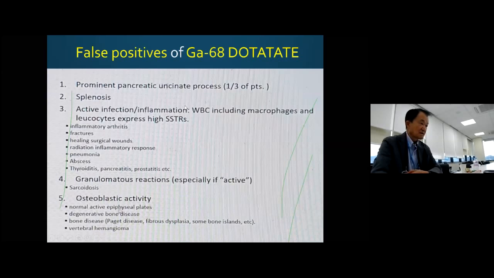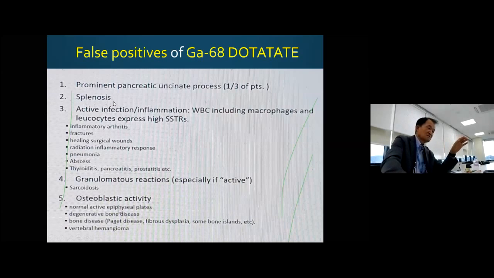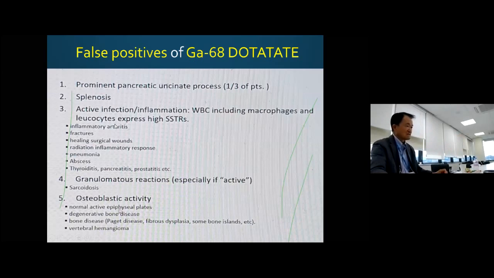Okay, again, false positive: the normal prominent pancreatic uncinate process has some activity, but not as intense as that. So this is some increase, but that's why PET CT or PET MRI is helpful to locate the uncinate process. Splenosis is the same thing.